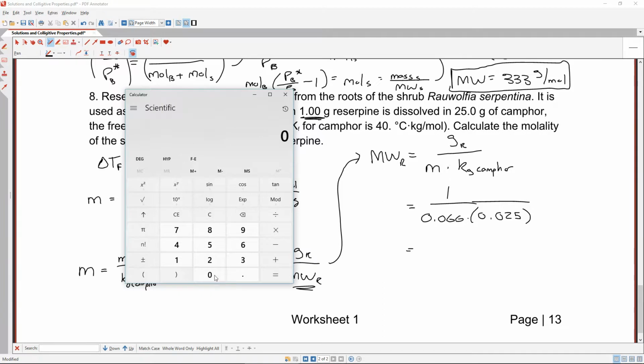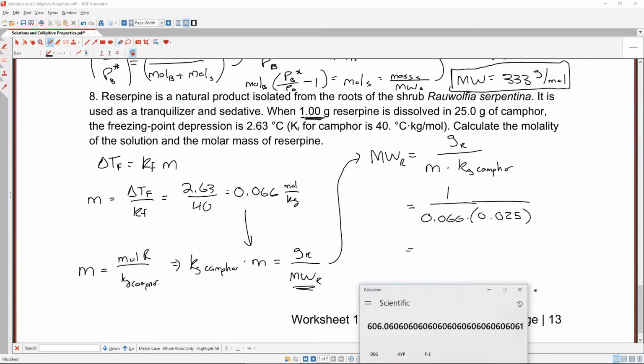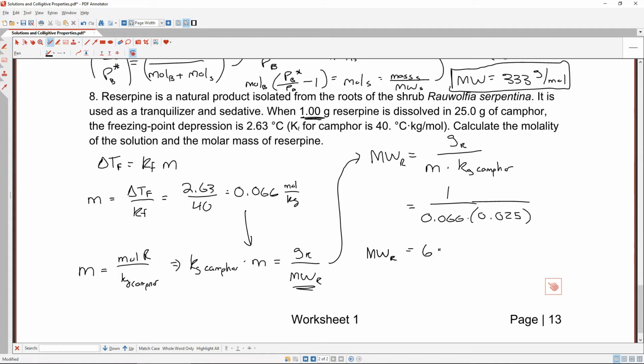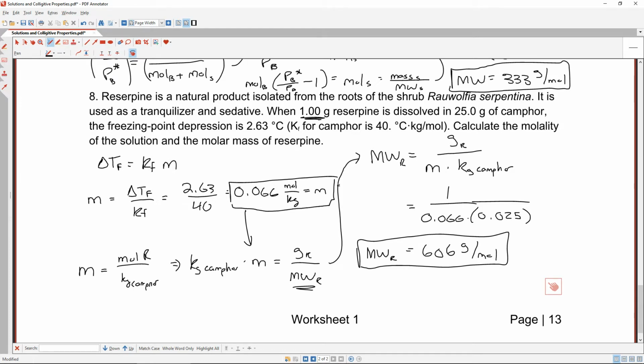Probably just scared you. Okay, so 1 divided by 0.066, divided by 0.025 equals 606. So the molecular weight of R is 606 grams per mole. And that is our answer for that. That is our answer for the molality.